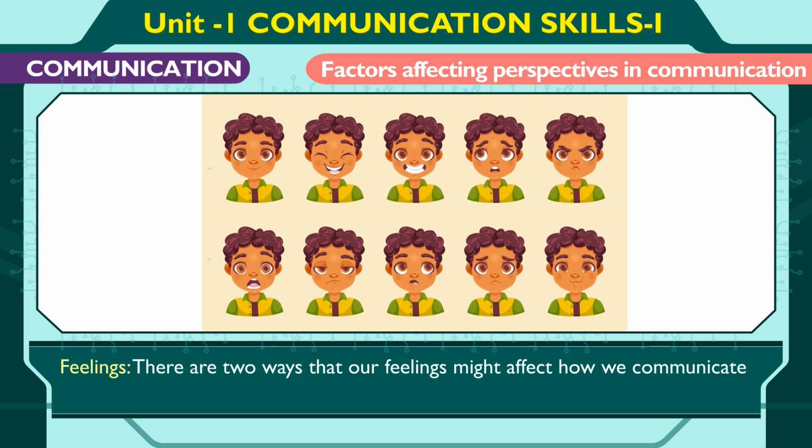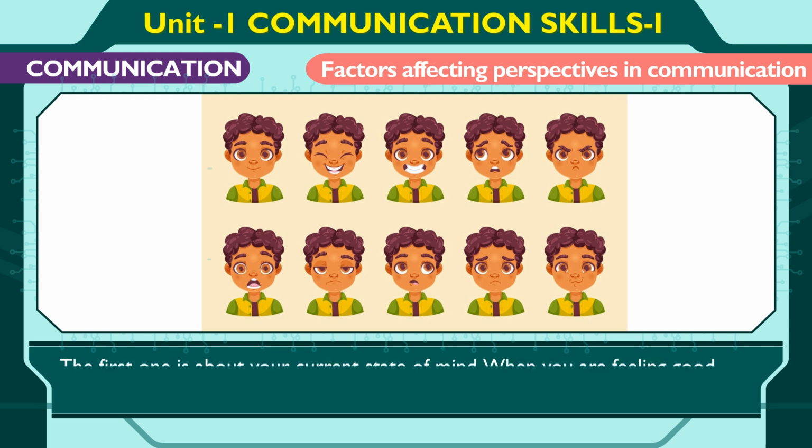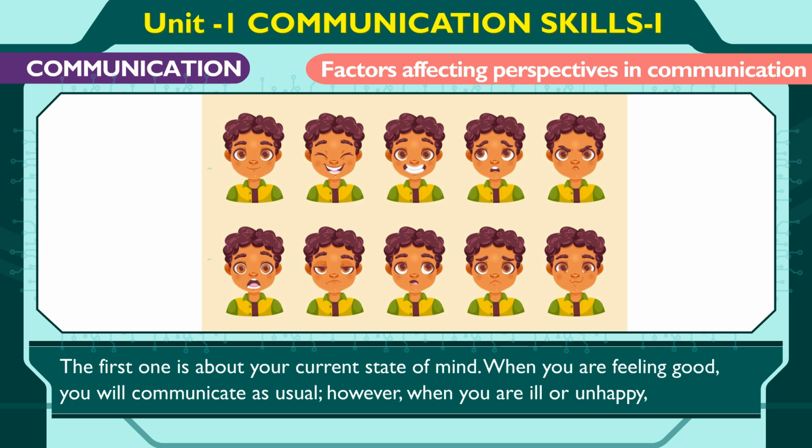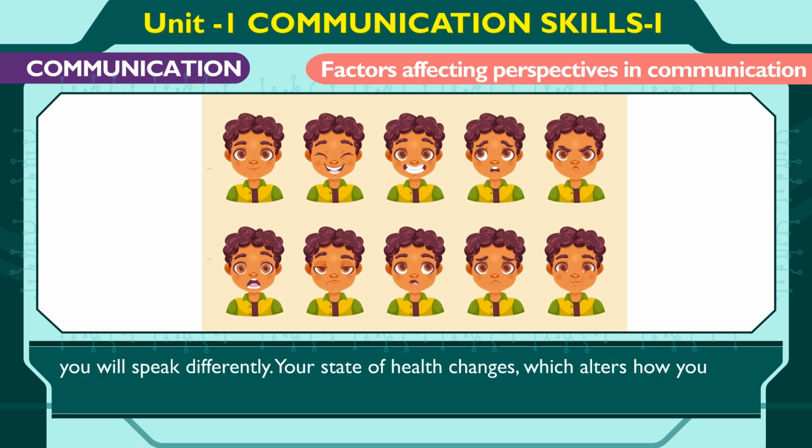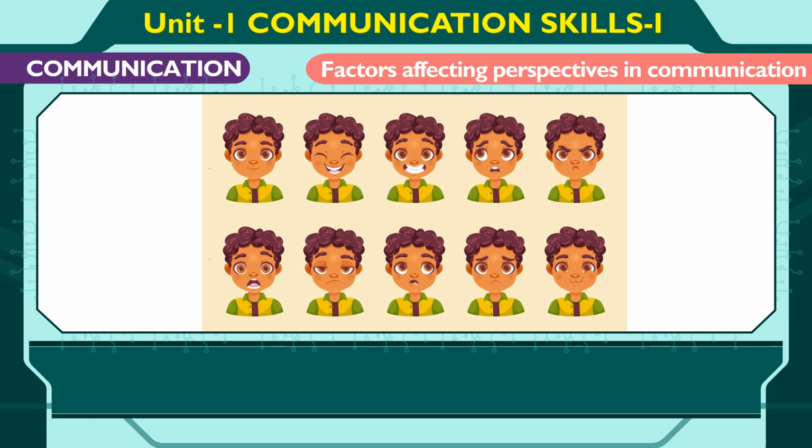Feelings. There are two ways that our feelings might affect how we communicate with others. The first one is about your current state of mind. When you are feeling good, you will communicate as usual. However, when you are ill or unhappy, you will speak differently. Your state of health changes, which alters how you communicate on a certain day.